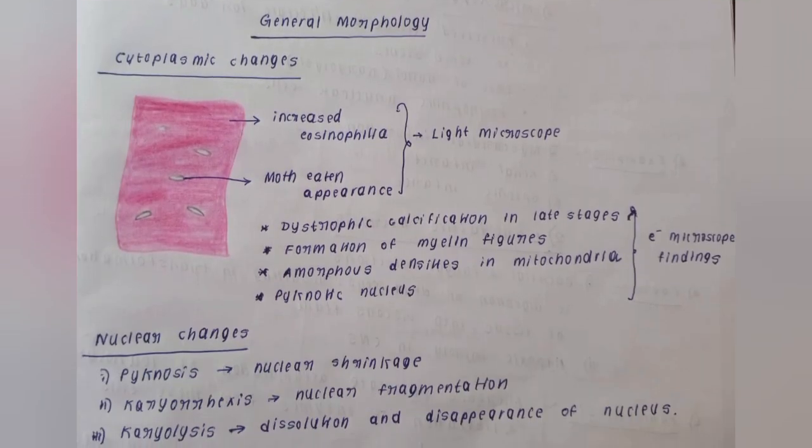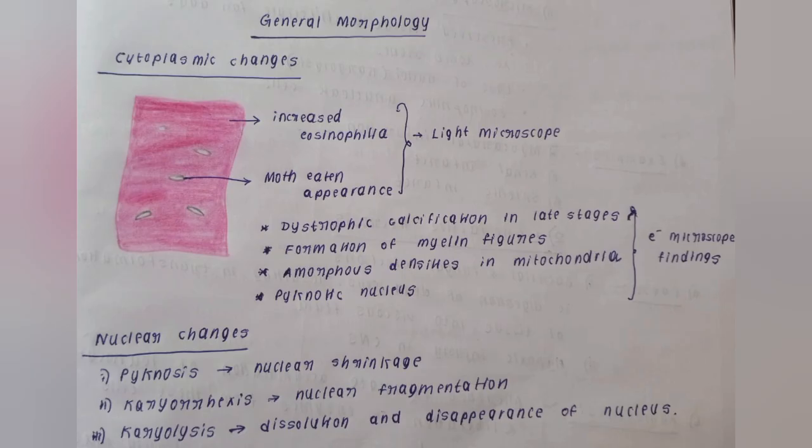Now under physical agents you can say trauma or heat or radiation, all these things cause necrosis. Next, chemical agents and drugs and exposure to some microbial toxins, all these result in necrosis.